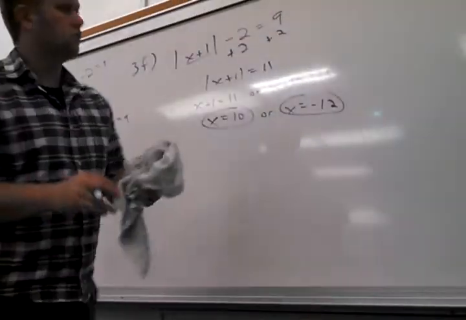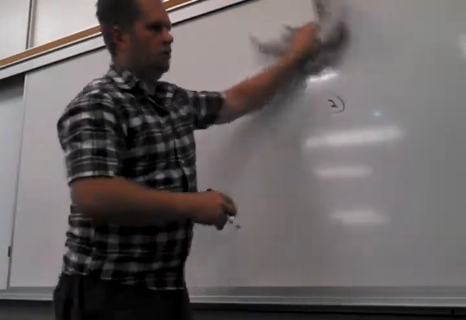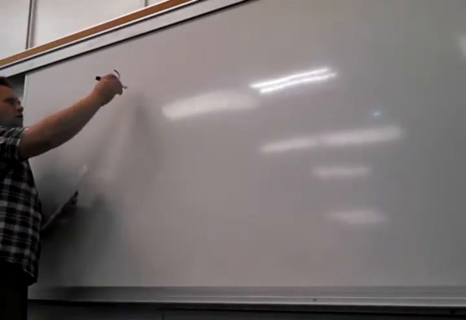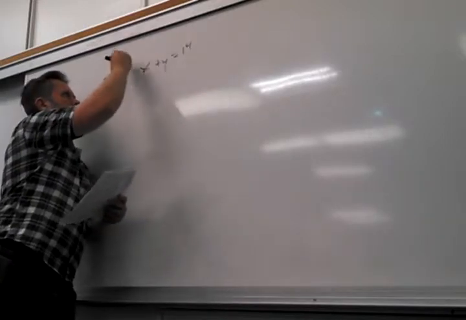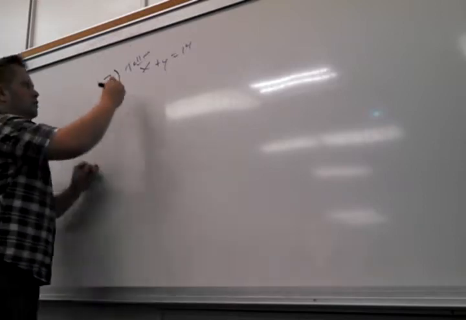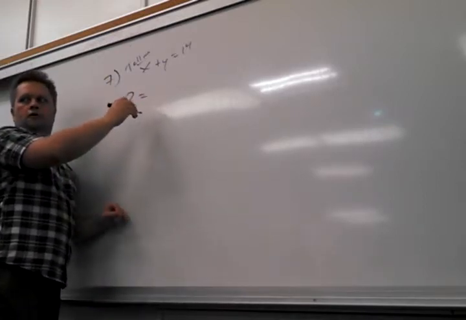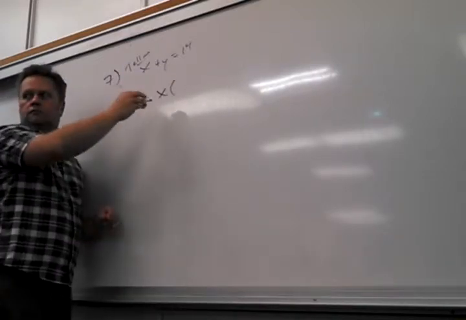Yes, ma'am. Number 7. Seven says if two numbers add to 14. How do I write that? Two numbers add to 14. x plus y equals 14. What's the largest product of one of the numbers and twice the other one? So that product is one of them, x, times twice the other one.